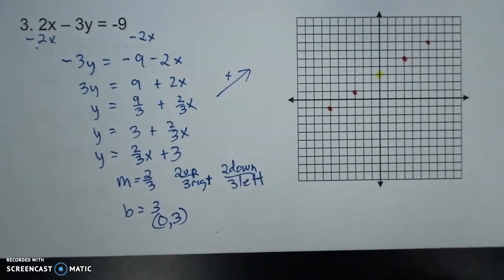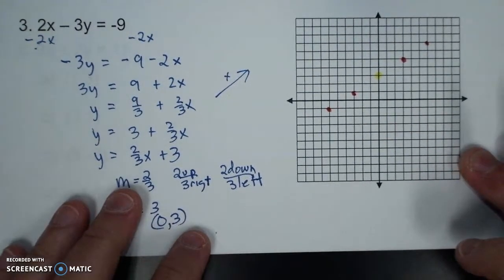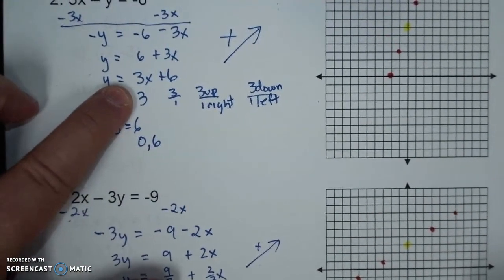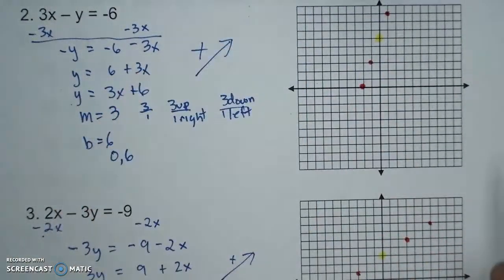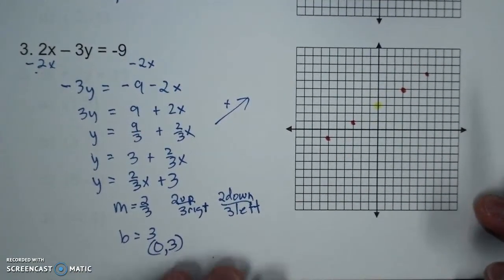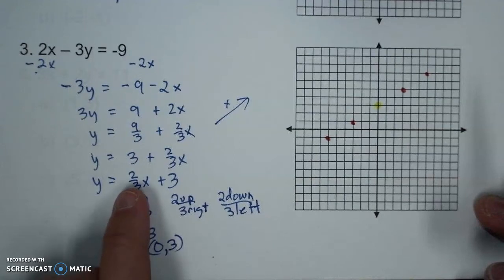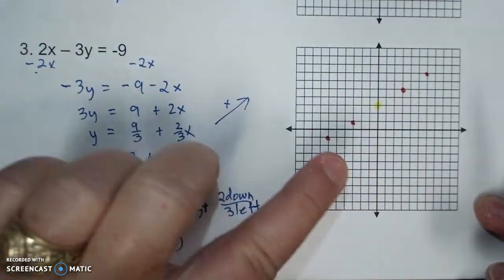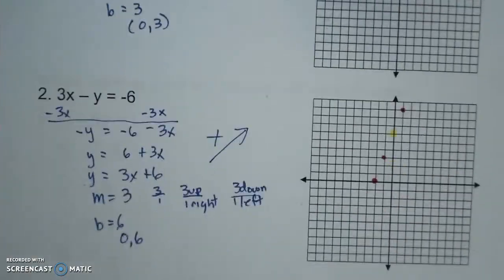This is probably in the future, so I'm going to point it out now. When I have a slope that is greater than 1, I have a very steep graph. When I have a slope less than 1, which is 2/3, it is a less steep graph. That'll be coming up later.